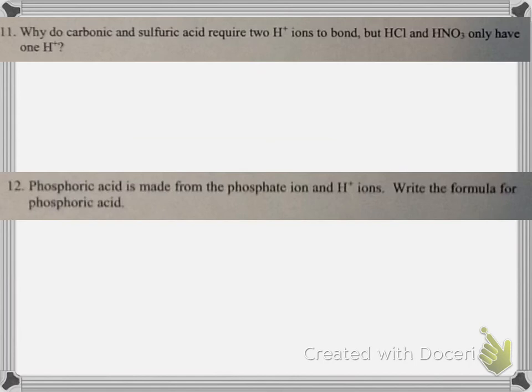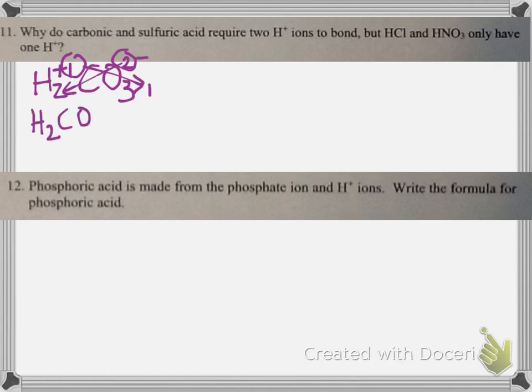Question number 11. Why do carbonic and sulfuric acid require 2 hydrogen ions to bond, but hydrochloric acid and nitric acid only have 1? Right? Because that goes back to why I call them hydrogen carbonate. Hydrogen has a charge of plus 1. Carbonate is CO3 with a charge of negative 2. So I crisscross down, right? And I have to get H2CO3.